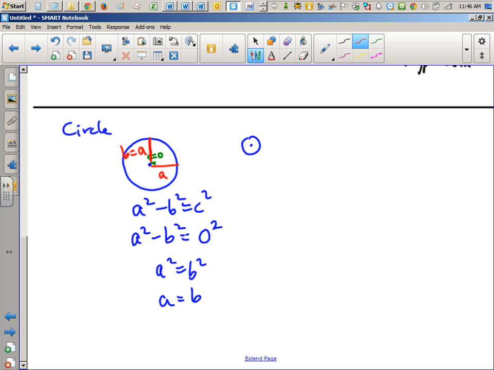Right? Now let's talk about eccentricity. If E is defined as C over A and C is 0, what can we say is true about all circles? Eccentricity is 0.